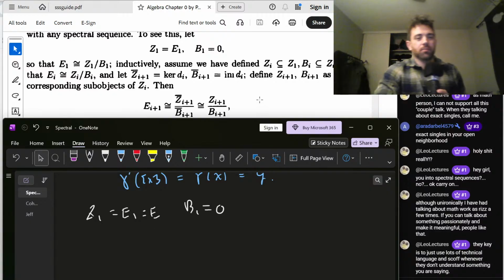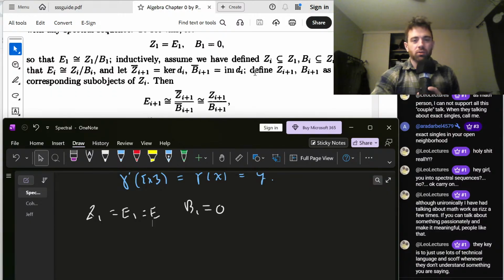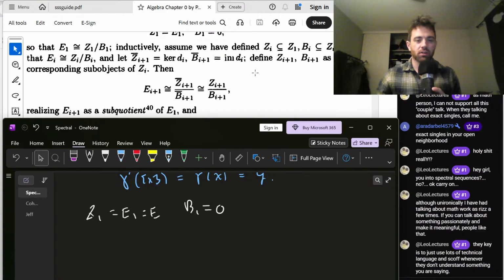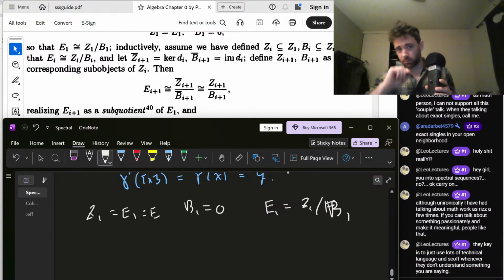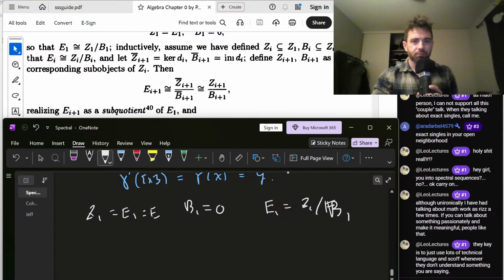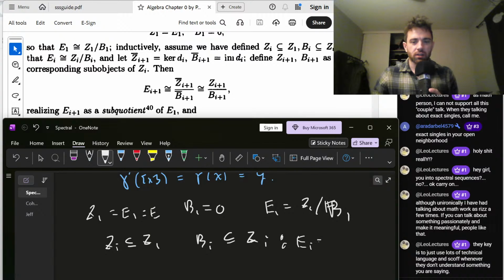Okay. So then E1 is the quotient. And assume we've defined these in such a way that E_i is isomorphic to their quotient.